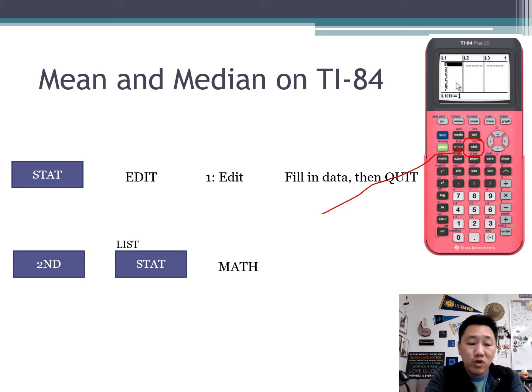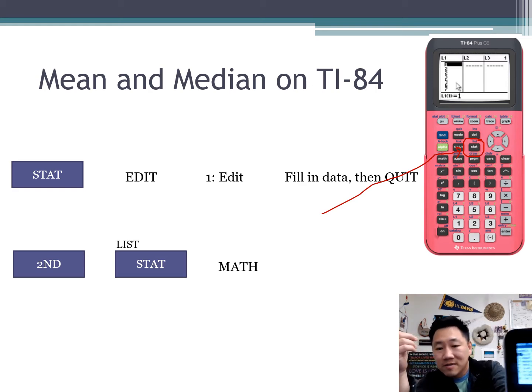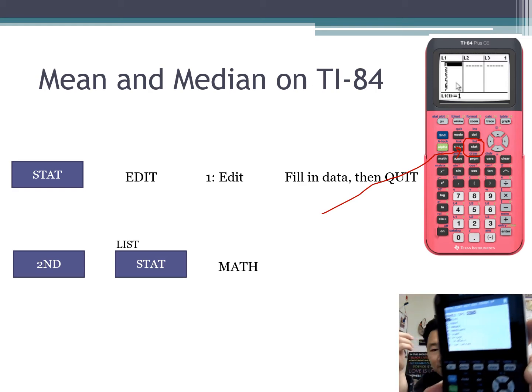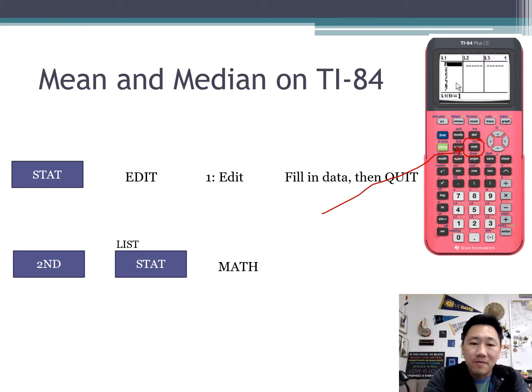You should see the minimum, the maximum, the mean, the median, the sum, and then the standard deviation. We got all of that information all in there. And so you can find the mean and the median that way. In this case, if you're looking for the mean, it's the third option down.